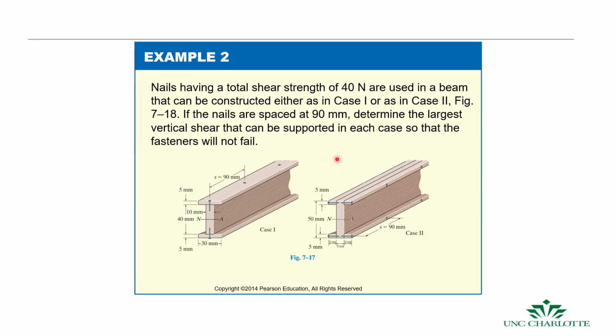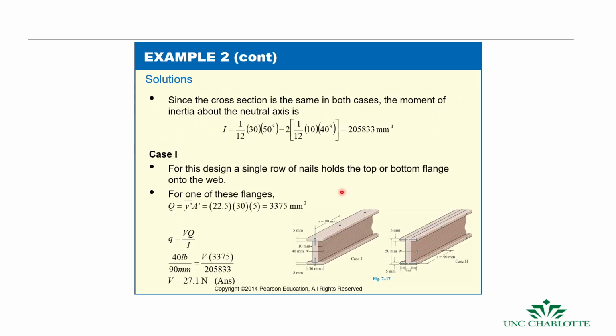This is an example, and it says, hey, what's a better way to make this beam? Should I put the nails like this, or should I put the nails in the side? Okay, and so the question is, how many nails do we need for a total shear strength of 40 newtons? We could make it either in case 1 or case 2, and the question is which one requires more nails. So maybe you can think about it for a second. Well, if you don't know, we can calculate it.